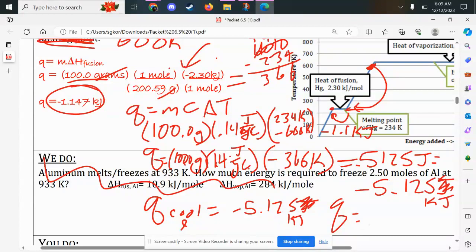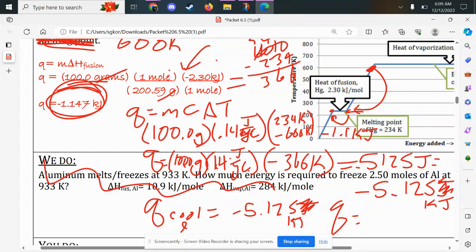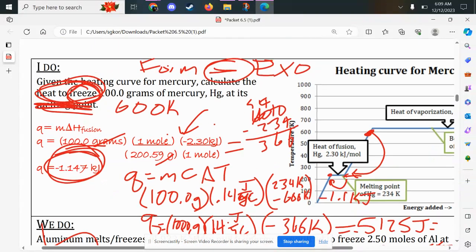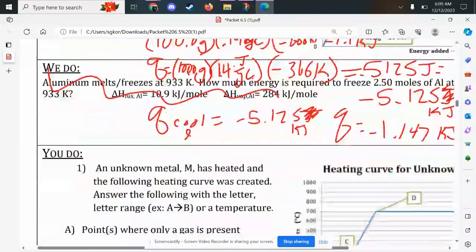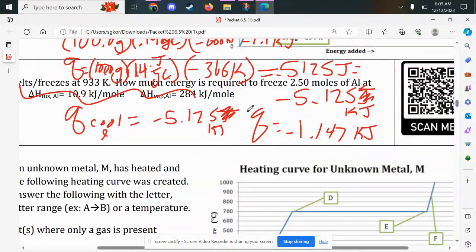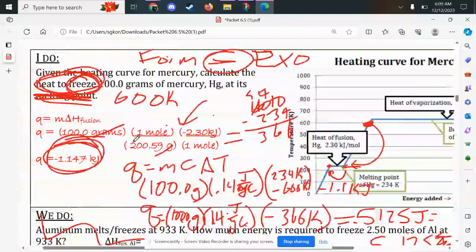Okay. And the amount of energy it took to actually freeze that sample. And now I just need to add them together to get the amount of energy it took to take a sample of mercury from 600 Kelvin down to the melting point and then freeze it. Okay. I'm not going to bother adding these together right now. I'll do it. 6.26 kilojoules.